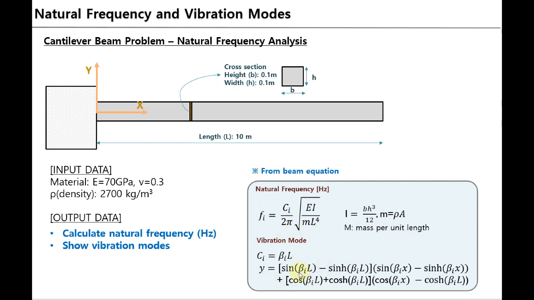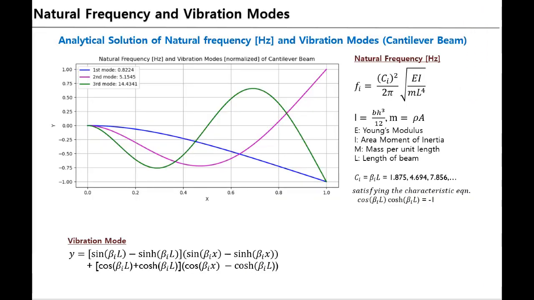The mode is expressed as the sum of the sine, hyperbolic sine, cosine, and hyperbolic cosine combinations, just like an ordinary eigenvalue problem. Okay, now using the analytical equation, let's simply calculate the first three natural frequencies and then plot their mode shape graph. Then they will look like these.